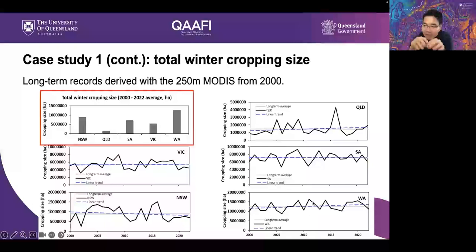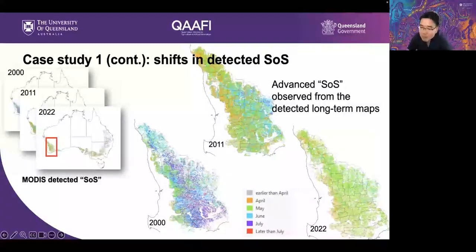Despite year-to-year fluctuations in crop size, which are very likely influenced by a list of factors like climate, rainfall, temperature, and marketing dynamics, we do observe some interesting trends here. For example, in Victoria, Queensland, Southwest South Australia and Western Australia, there is an overall increasing trend in winter cropping size, which is probably suggesting an expansion in agricultural activity or improvements in cropping intensity within these regions. But in New South Wales, we can see from the graph here, it's actually showing a marginal decline trend. We are looking into this later.